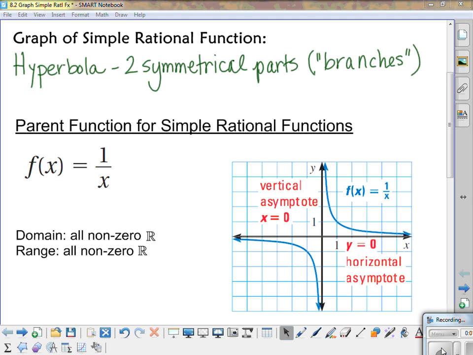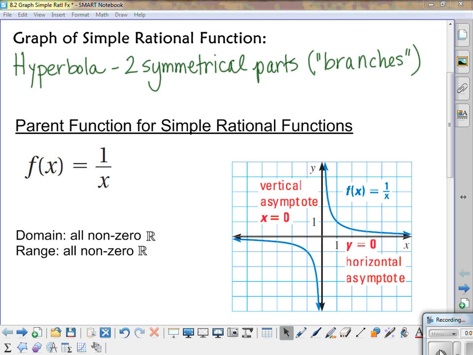So why do you guys suppose that x can't equal 0? Because you can't divide by 0, right? We can't have a 0 in the denominator. So that's why x can't equal 0.